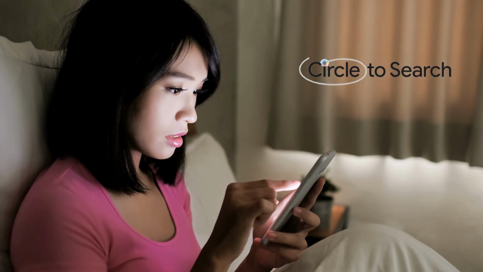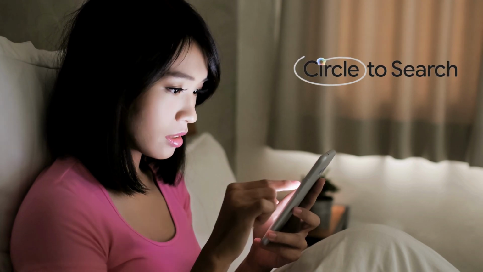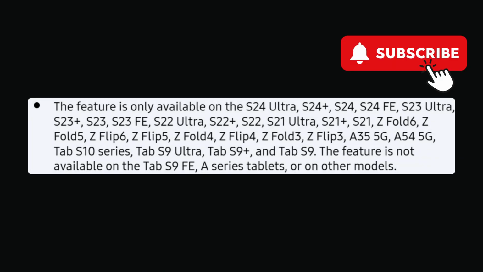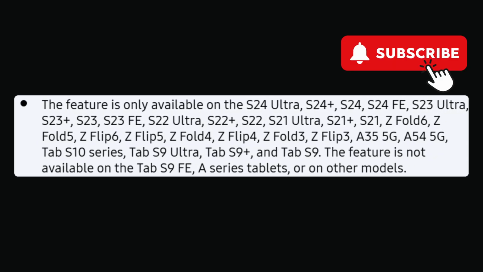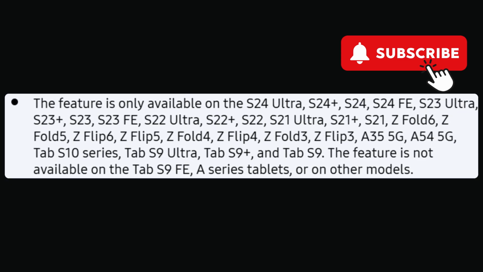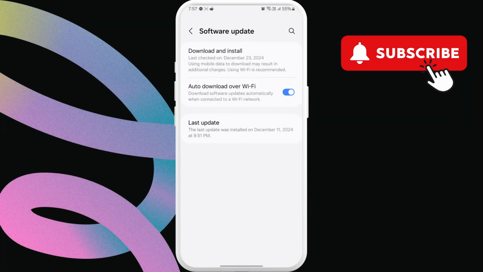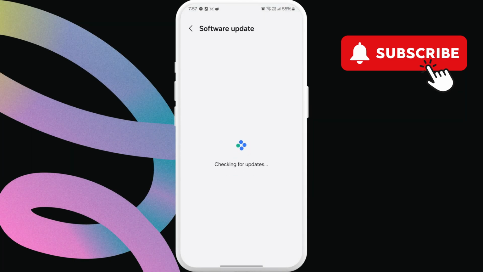In today's video, we'll show you what to do if the circle to search feature is not working on your Samsung Galaxy phone or tablet. Samsung's circle to search feature is only available on high-end phones and tablets. So, if you can't find this option on your phone, make sure your device supports it and you are running the latest version of One UI.